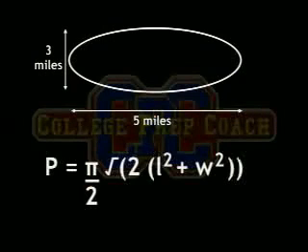Here's an even harder looking one that turns out to be just as simple. Suppose I asked you to find the perimeter of an oval or elliptical NASCAR racetrack that was 5 miles long and 3 miles wide. You might stare at me like I was crazy. Okay, but suppose I told you the formula for the perimeter of an ellipse is pi over 2 times the square root of 2 times L squared plus W squared, where L is the length and W is the width of the ellipse. Still afraid?